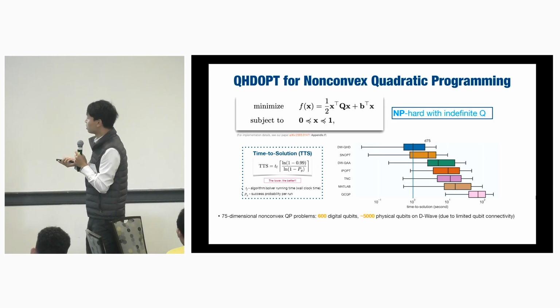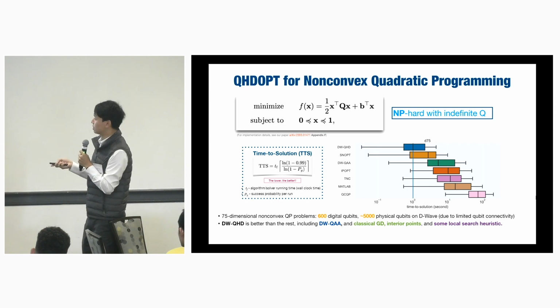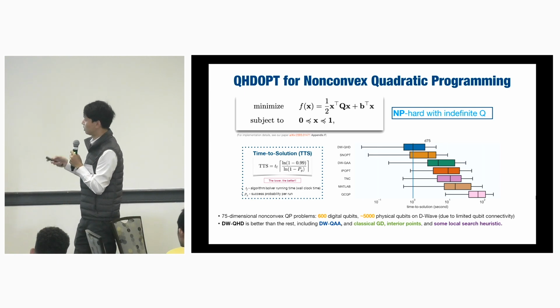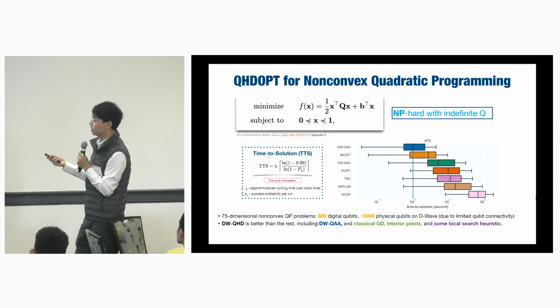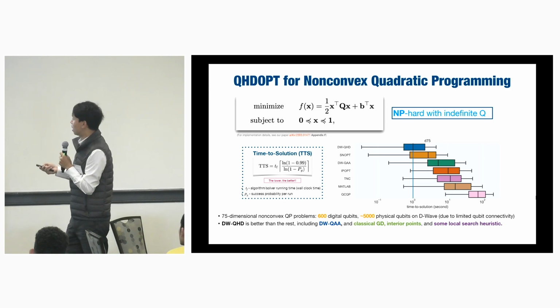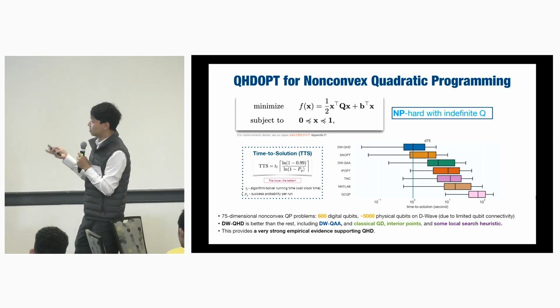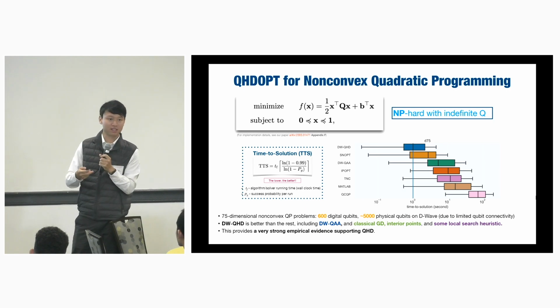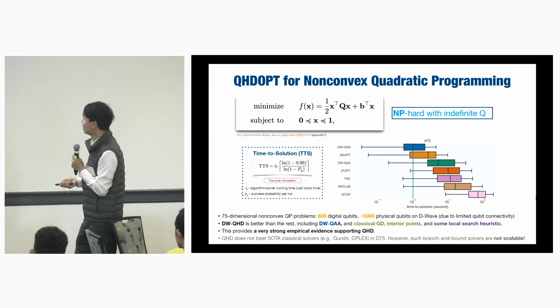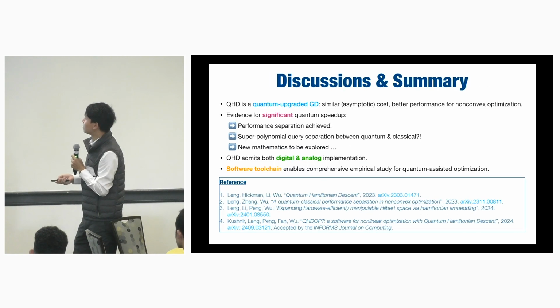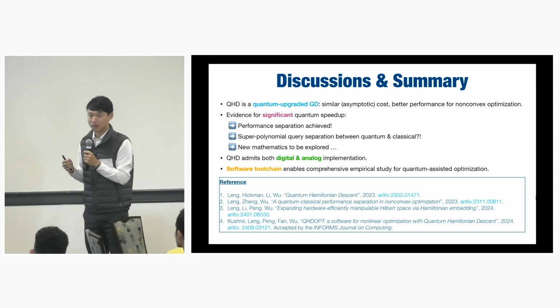solution. So again, we use 600 digital qubits, but that amounts to over 5,000 physical qubits on the D-Wave quantum hardware. And this is a very strong evidence supporting us that QHD could be a very useful thing, even in practice. Okay. And finally, I just want to show you the summary of this whole talk.